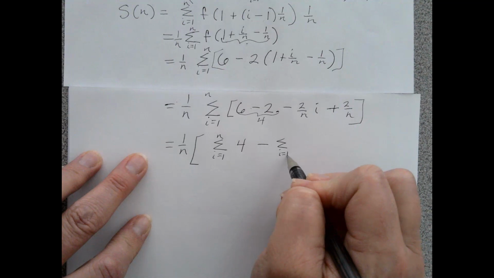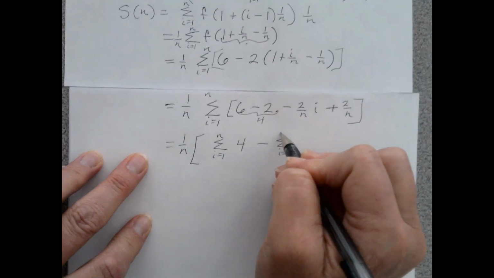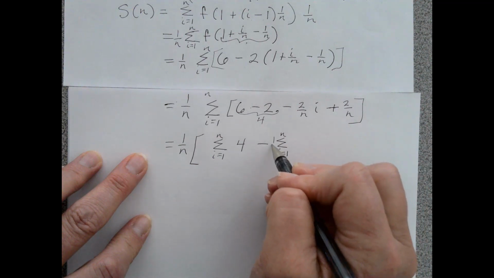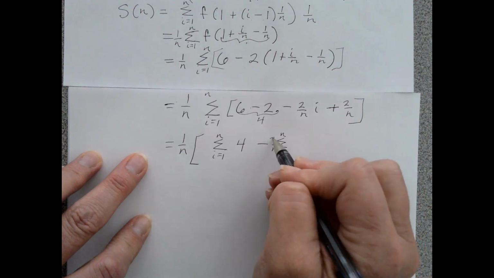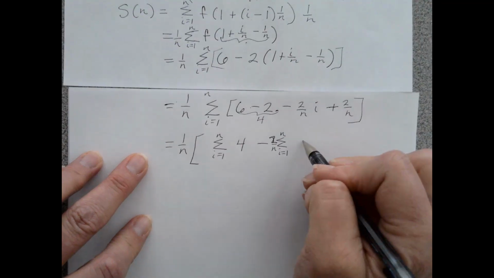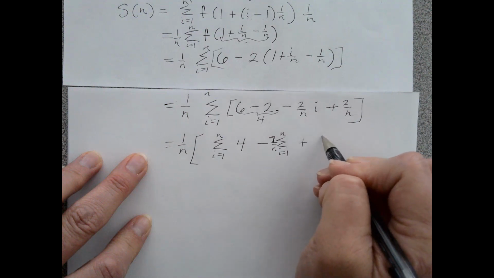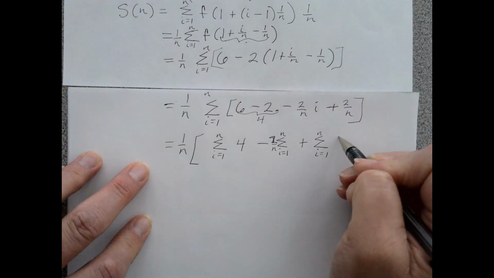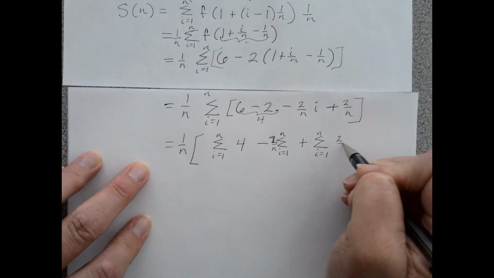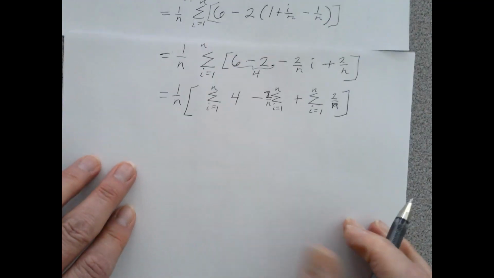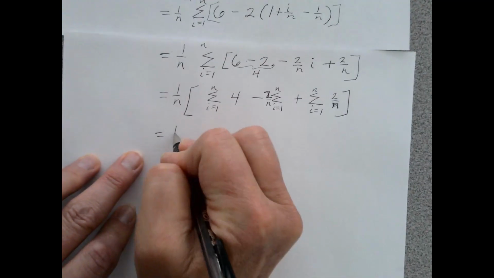So what can I do with the 2 over n? Pull it in front, because only the i's get plugged in for, so that's a constant there. 2 over n. Okay, and then plus summation i equals 1 to n of, this is a constant, but we'll leave it in there. Okay? All right. So we have the 1 over n in front.